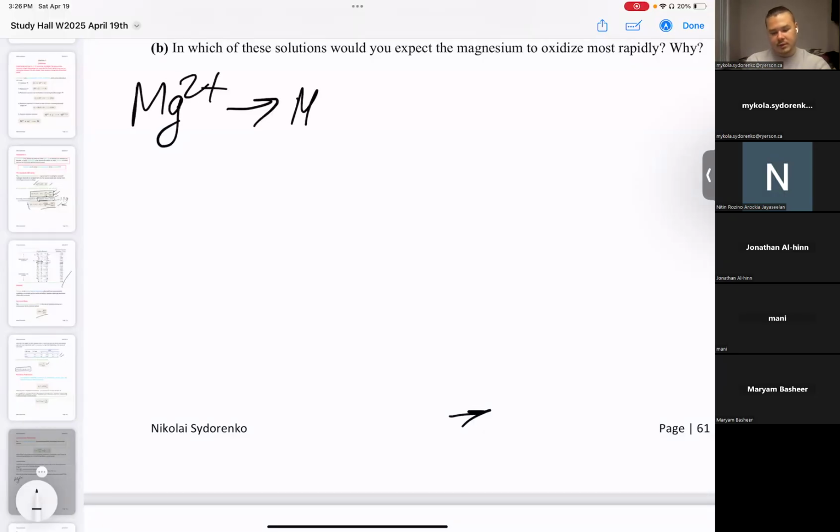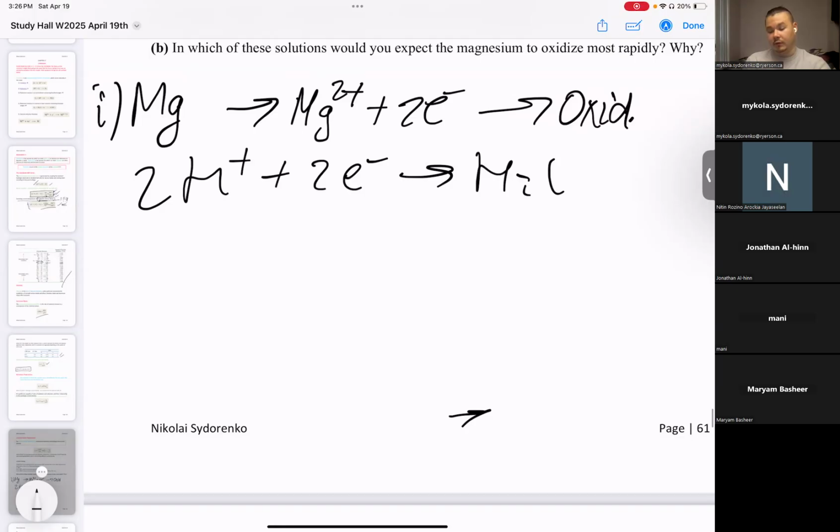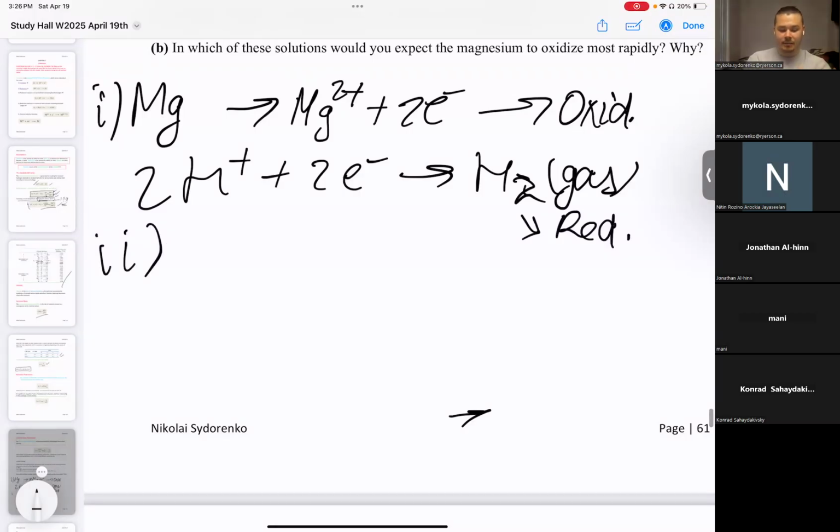Mg is Mg2 plus plus two electrons. That's part A. So that's the oxidation reaction. Now for the reduction in part A, we get 2H plus plus 2 electrons equals H2. It's in the form of gas, probably. Depends on the ambient conditions, as I said. That's the reduction. And now for part two, our oxidation is going to stay the same. So the oxidation reaction is the same.